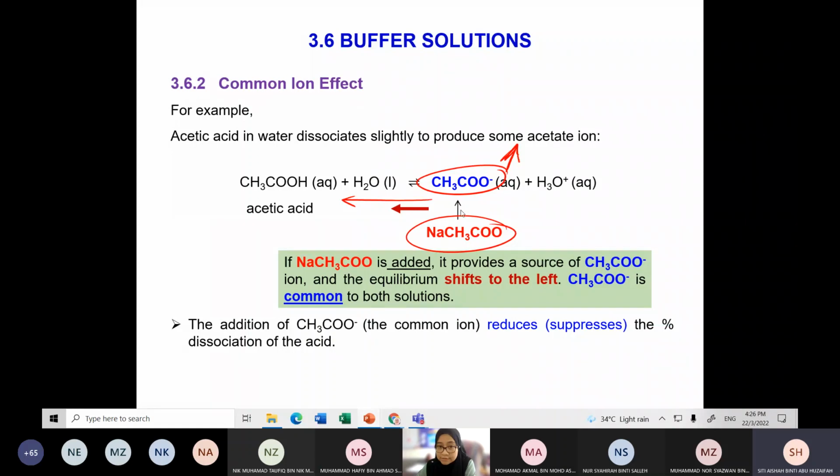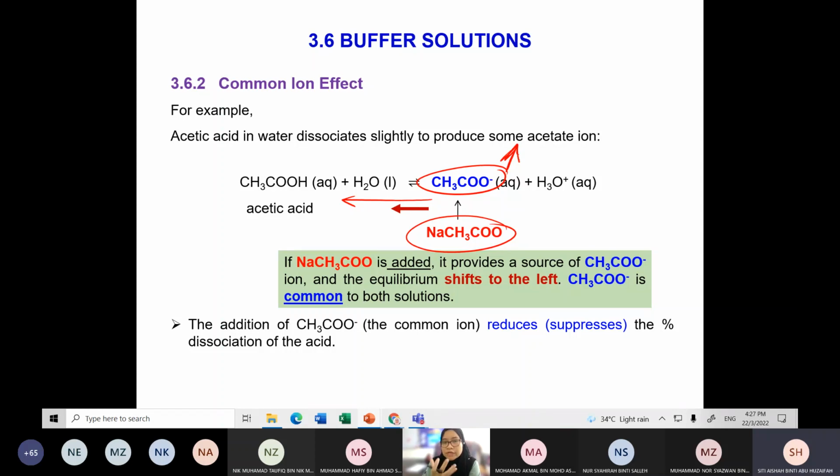Okay, ni common ion effect. Yang tadi yang awal-awal tu kalau OH minus, H3O plus masuk dalam buffer system, so what happened? The acid dengan conjugate base and conjugate acid will counter the added H3O plus dengan OH minus. Yang common ion effect ni adalah bila kita add in the same ion in the system.